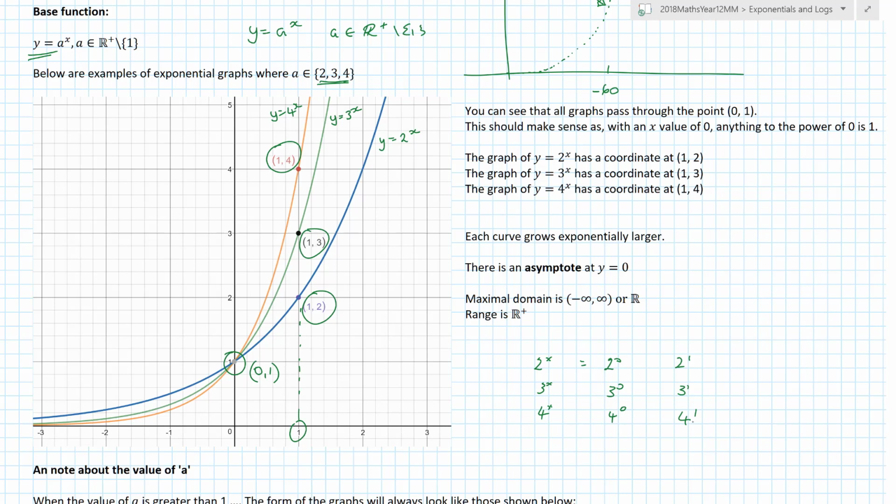Something that might not be immediately apparent is that there is an asymptote at y equals 0. So that would suggest the maximal domain is from minus infinity to infinity. You can put any value you like into any of these exponential graphs, and you'll get a value out. But the range is R+. It does not include 0 because of this asymptote here, and we'll explain a little bit more later on why there is an asymptote. So they are my base functions.